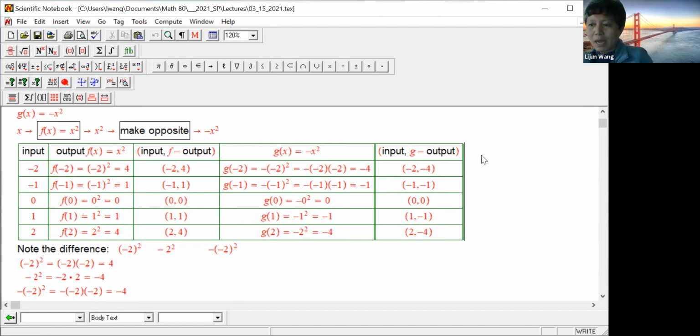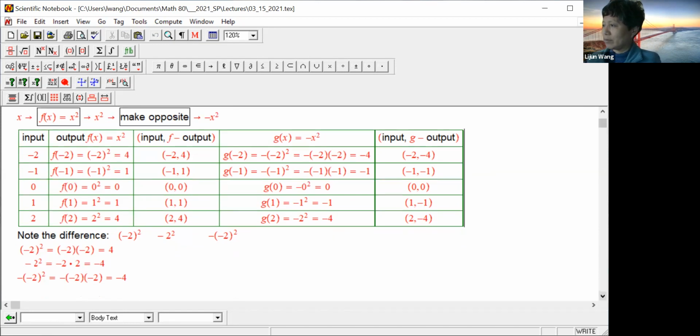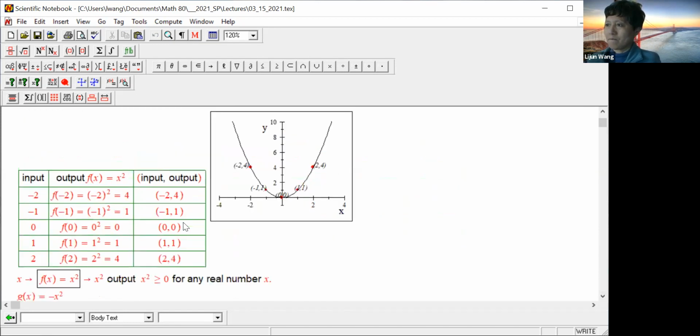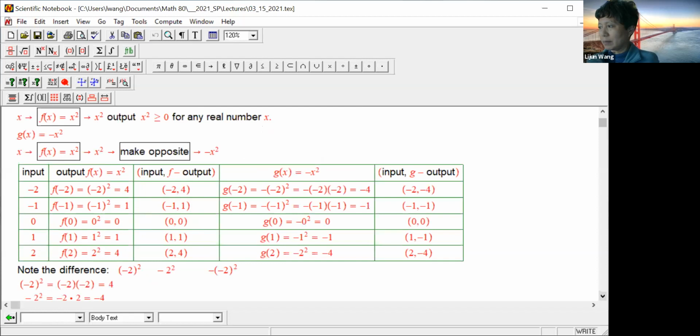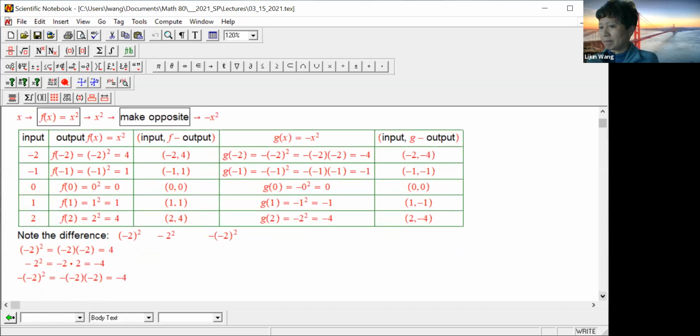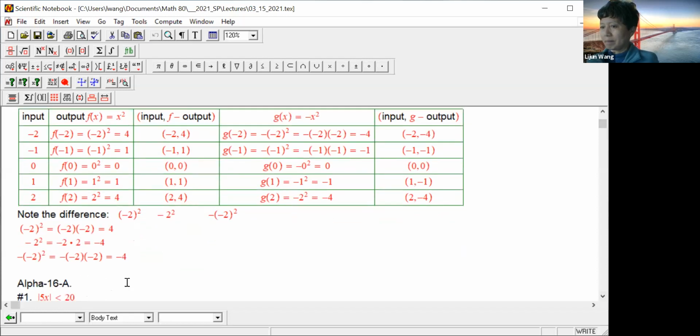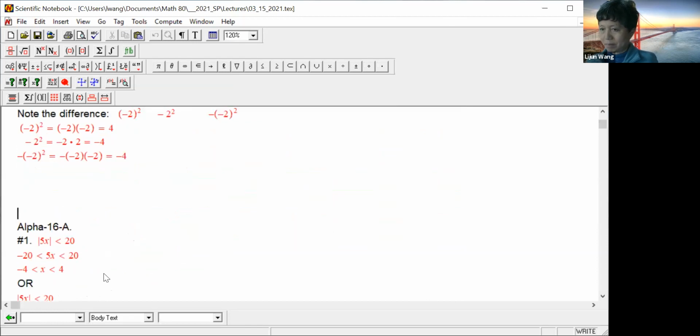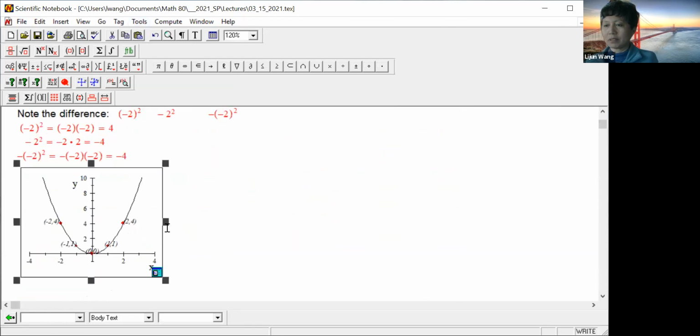So let's look at the graph. We're going to graph them in the same picture.